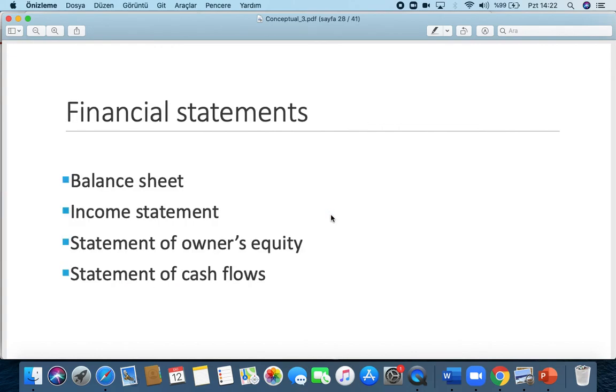So what are financial statements? So you have to know these four.